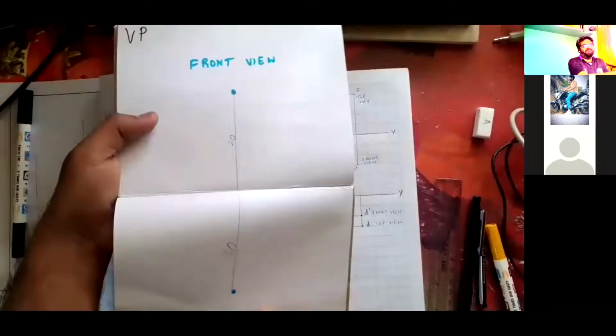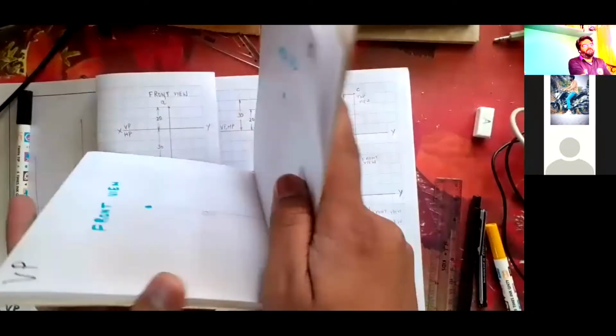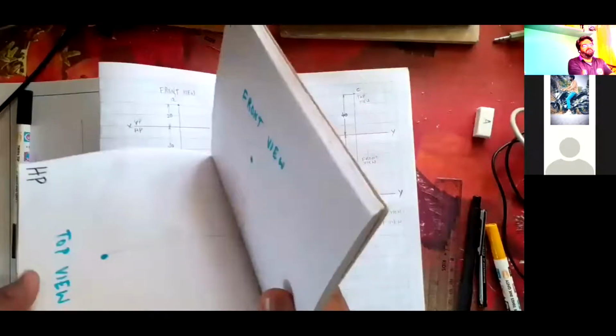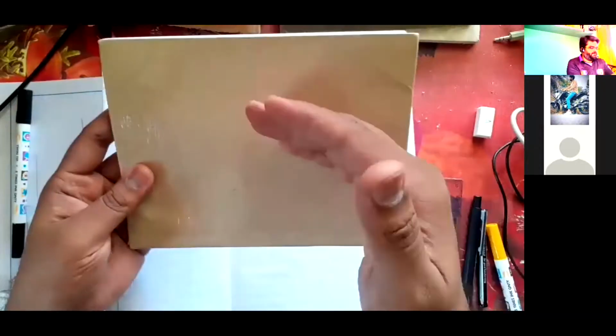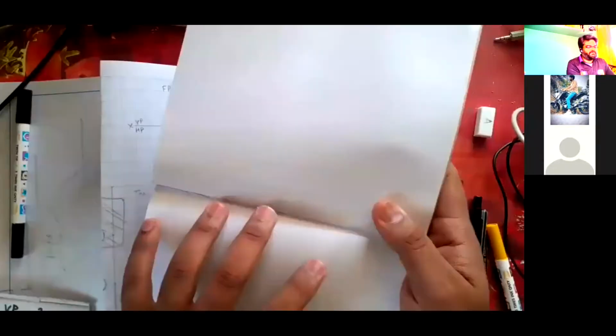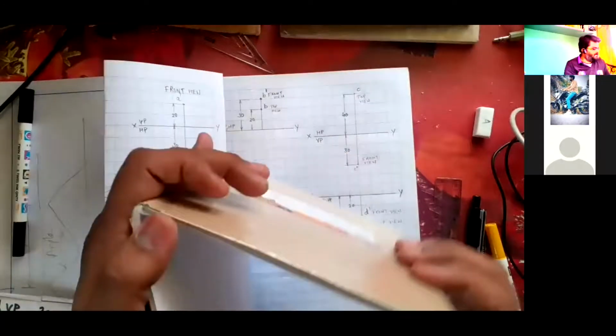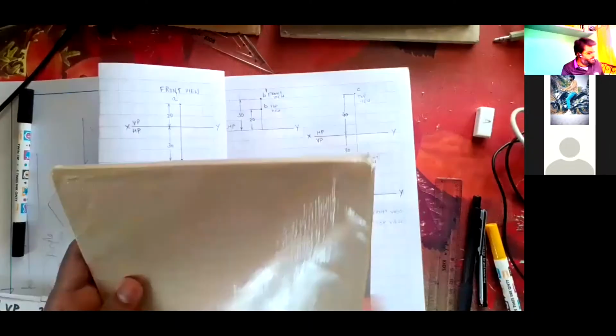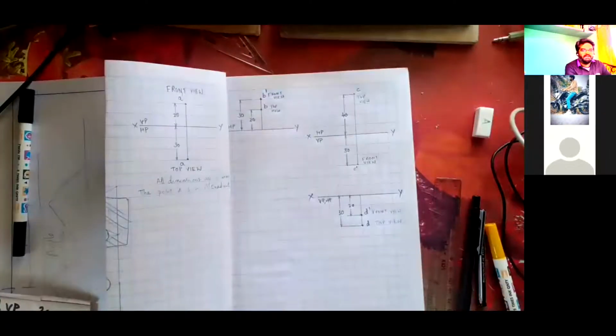Same way, if this is the second quadrant, when I rotate the horizontal plane, both VP and HP will overlap above the XY line. Same way in the third quadrant, when I rotate the horizontal plane, it will come above and the vertical plane will come below. Similarly, in the fourth quadrant, it will overlap below the XY line. Below the XY line, both the vertical plane and horizontal plane are overlapping like this.